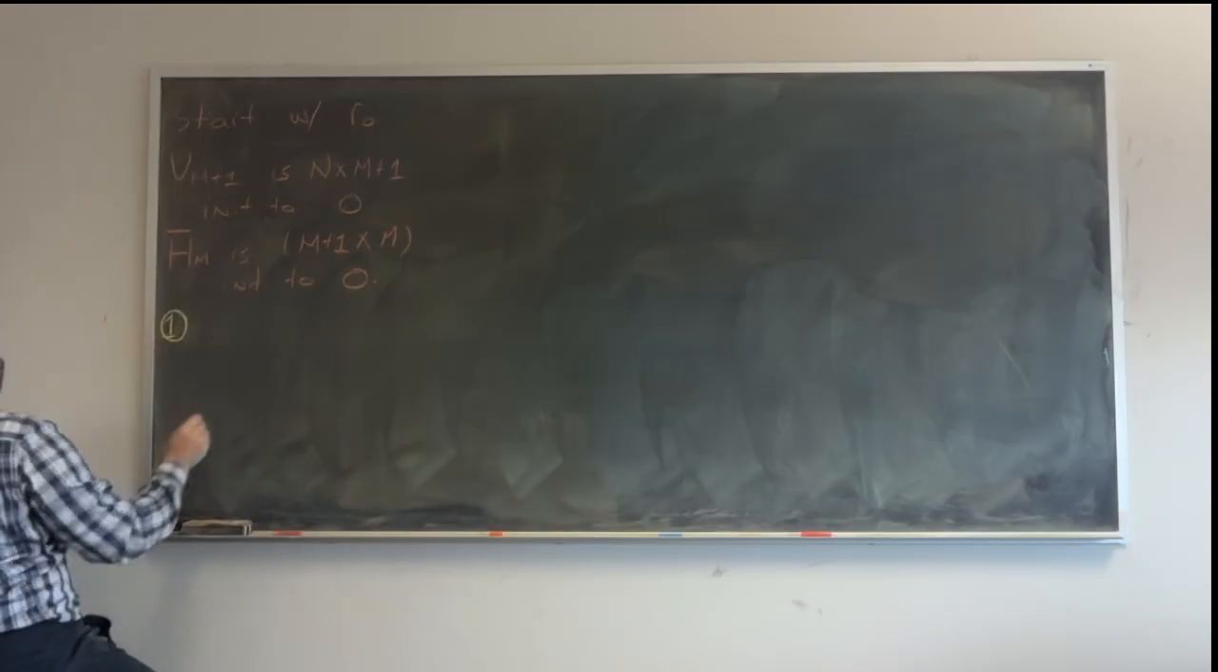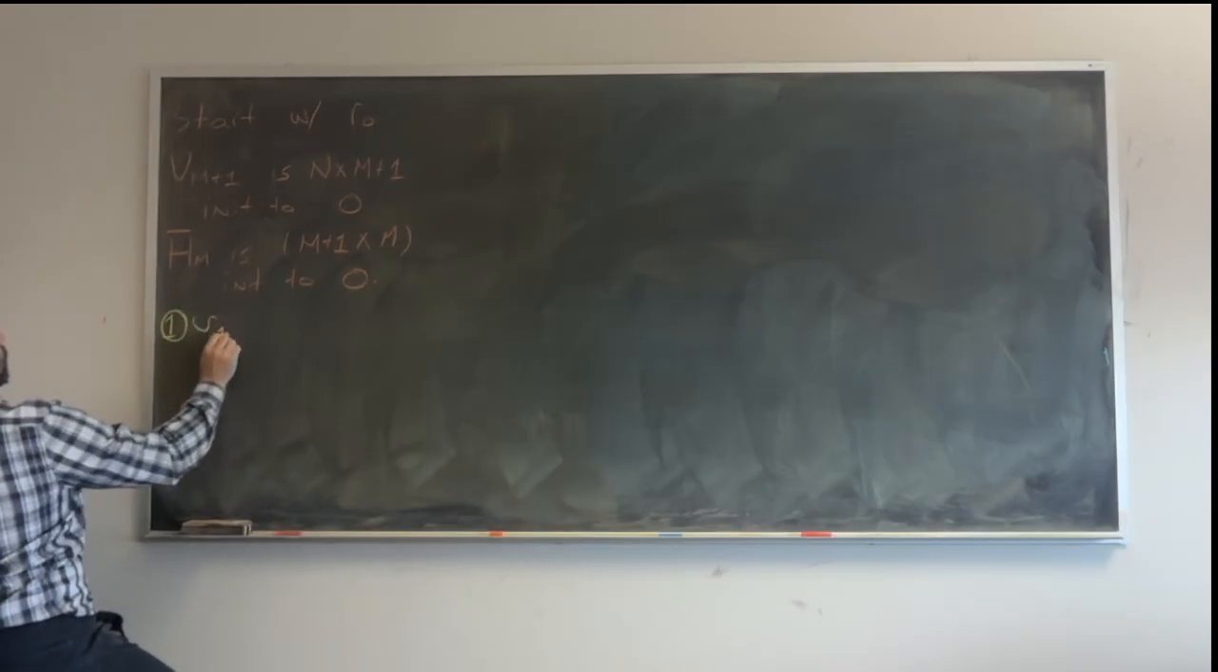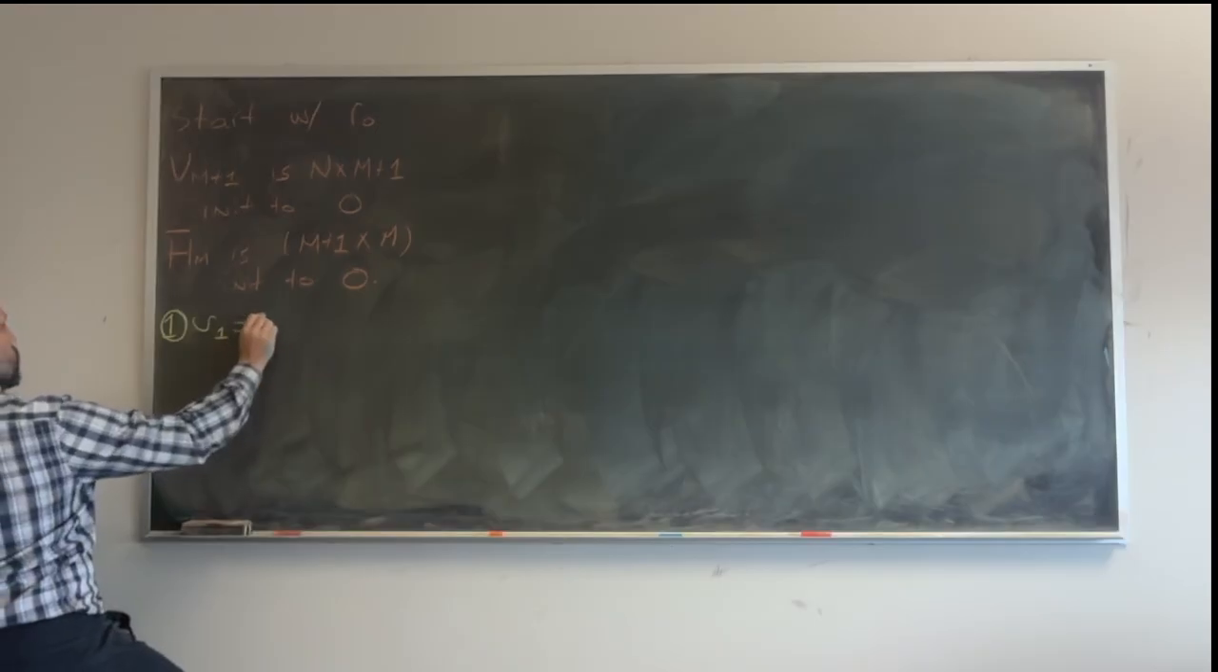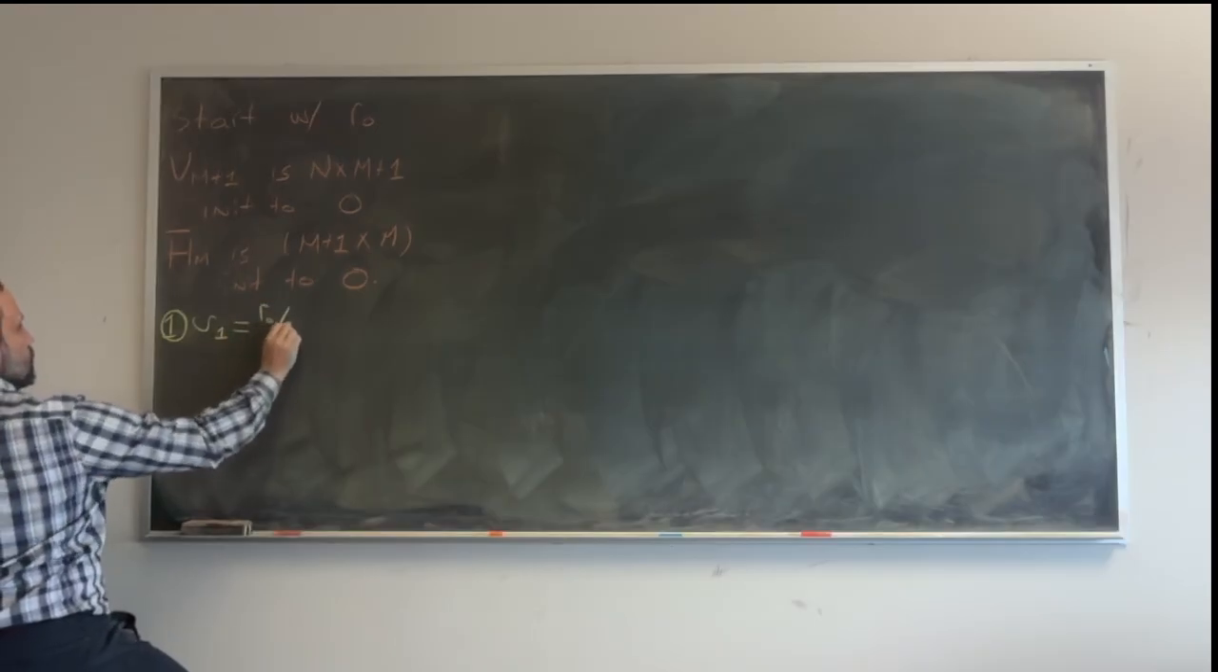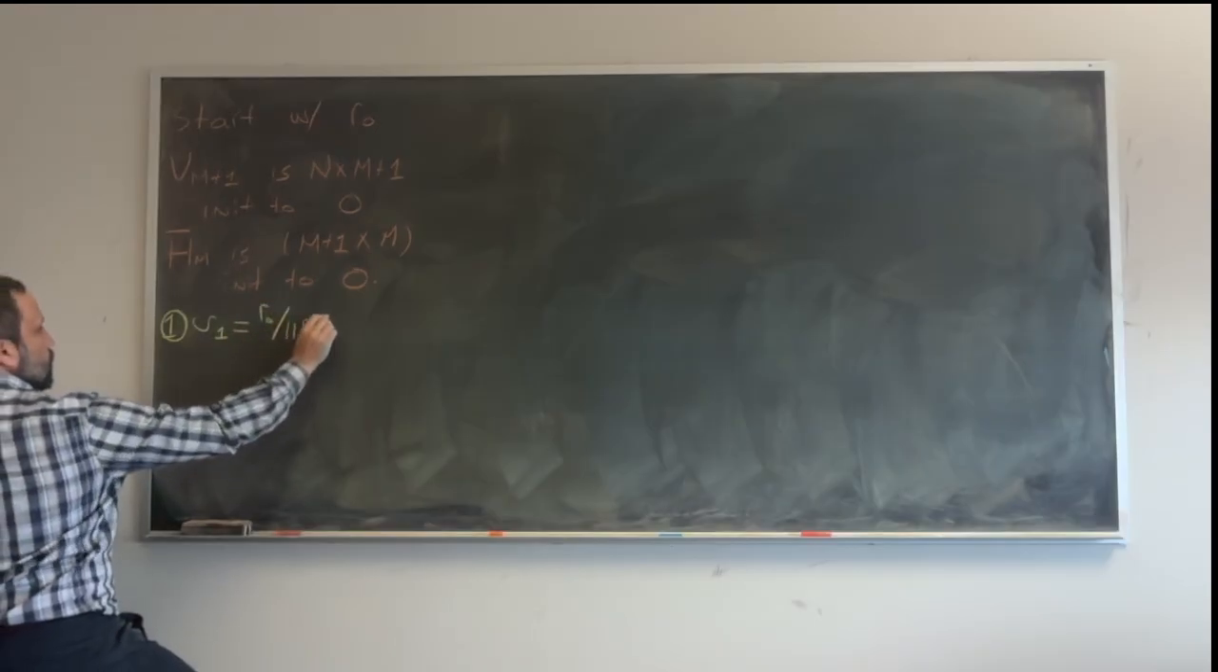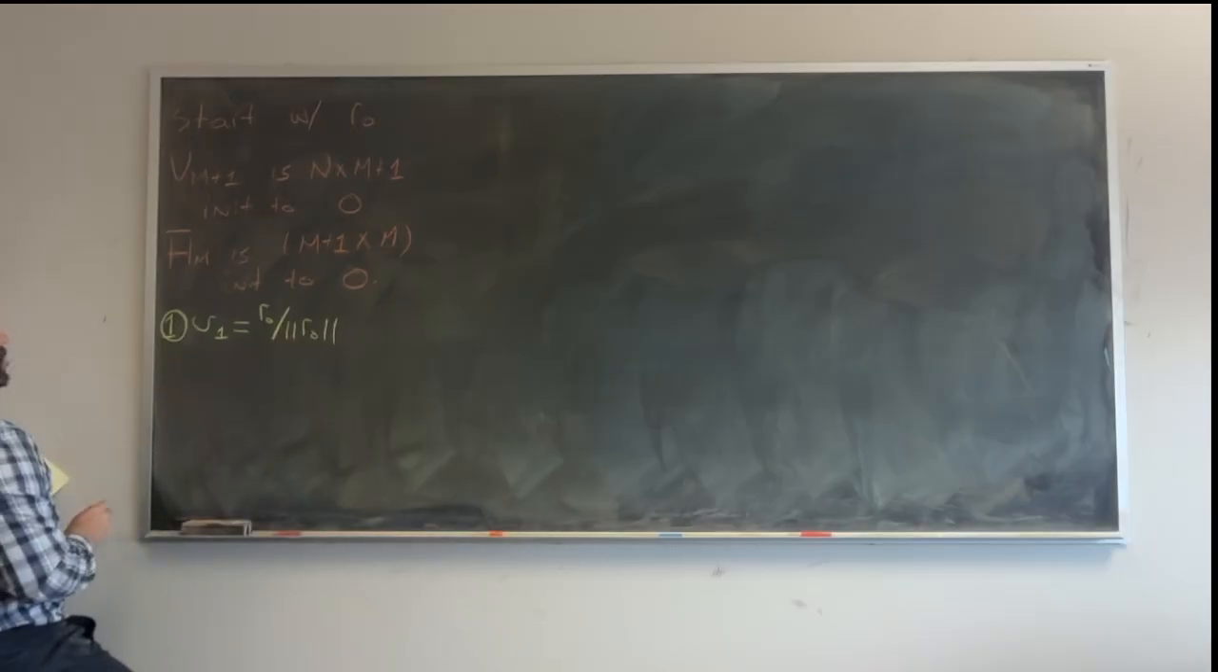So step 1, we're going to say that V1 is equal to R naught divided by its magnitude.